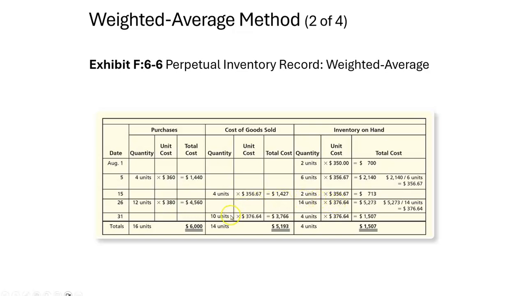Then when we sell 10 units again, we sold 10 units at $376.64 for a total of $3,766. 14 minus the 10 leaves me 4 units at $376.64 for an ending inventory of $1,507. So again, we've got the 14 units for the cost of goods sold, and we have 4 units left, which are the last 4 units.